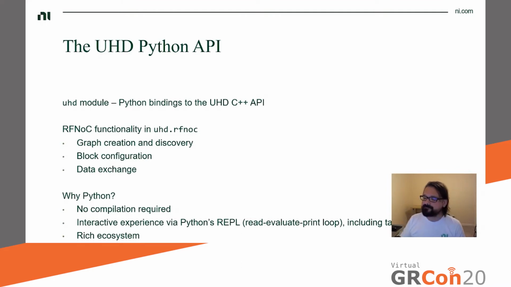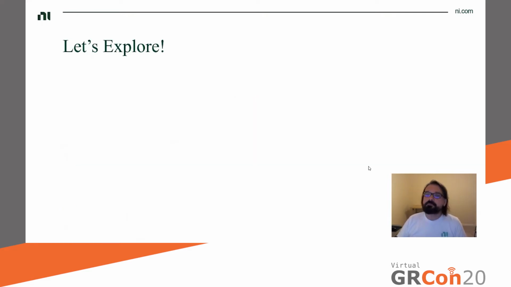And finally, there's a very rich ecosystem built up around Python, including numerical processing libraries such as NumPy, which is used by UHD as part of the data interchange with RFNoC graphs, making it really easy to get data in and out of RFNoC and into other popular Python packages that provide numerical processing, because NumPy has become sort of a de facto standard for that kind of thing. So with that as a very, very quick introduction, let's go ahead and start exploring.